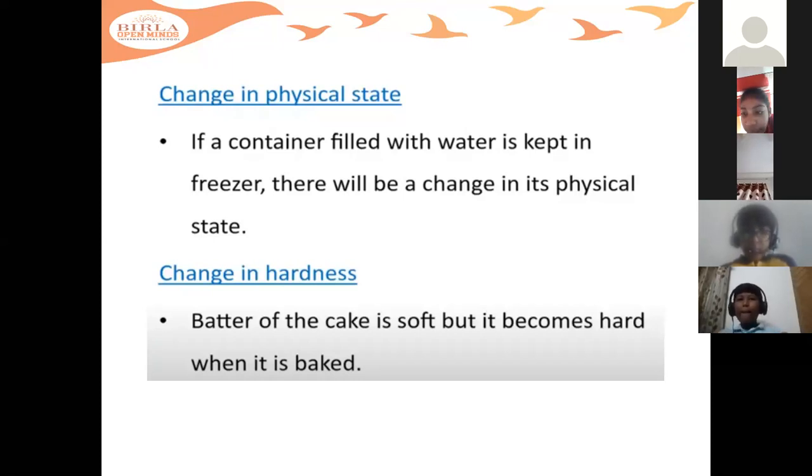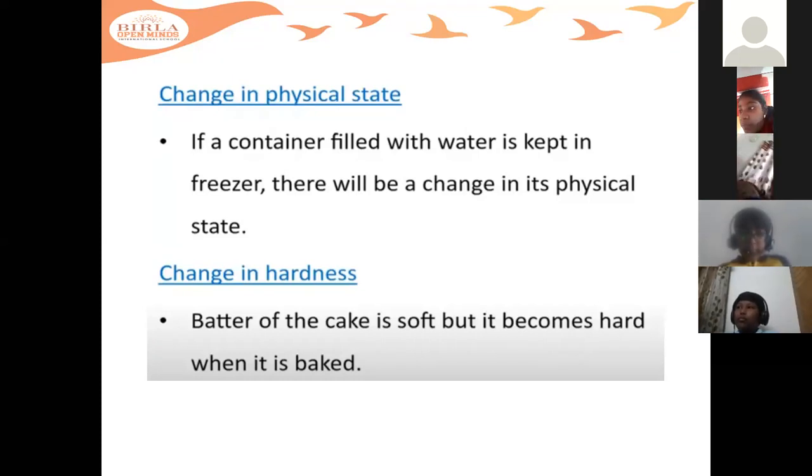It will be semi-solid. Something like it will flow. If you bake this cake, what happens? The batter will become hard. The cake will become fluffy. It will become very soft. You want to eat it when it is baked.